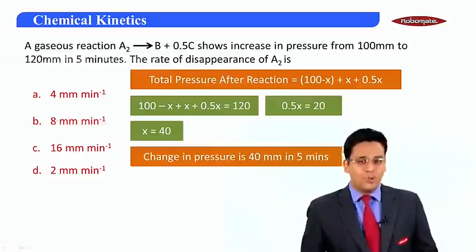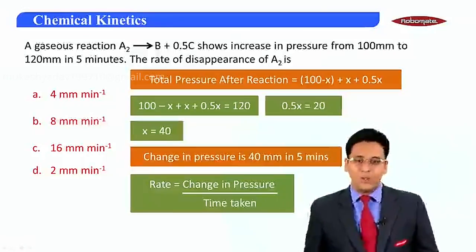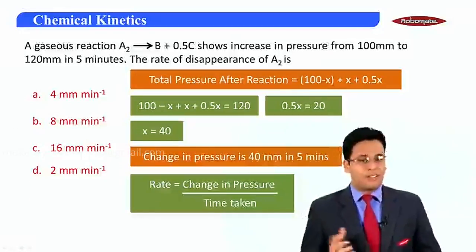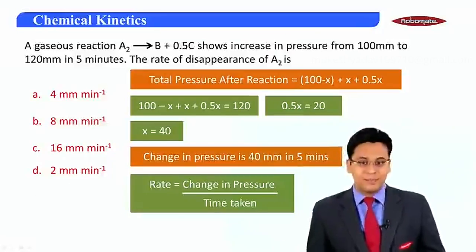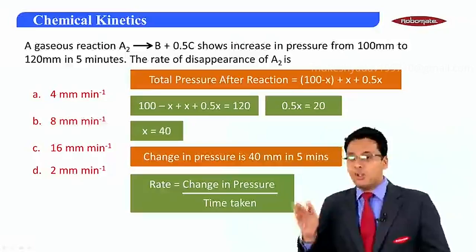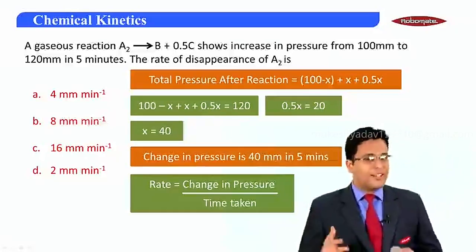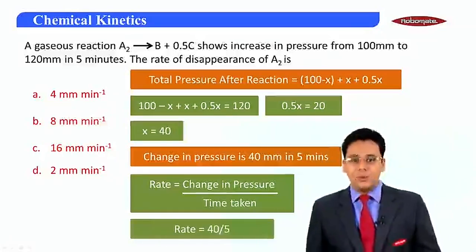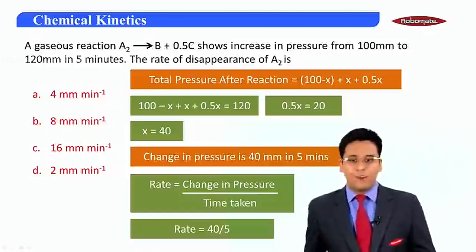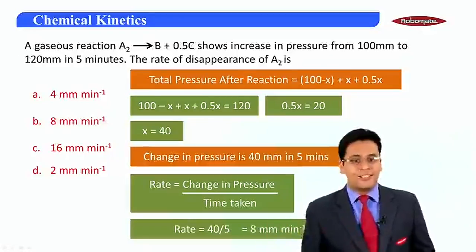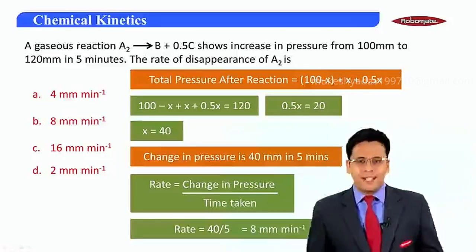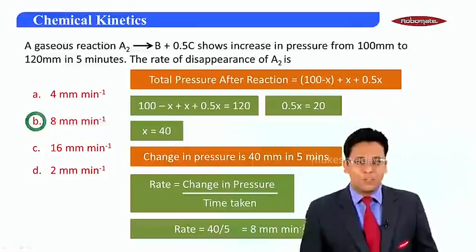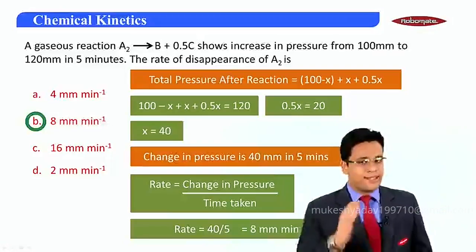Now we know that rate is equal to change in pressure upon the time taken. That's by definition, this formula is there with us. So when we substitute the value over here, we will get rate is equal to 40 upon 5, or when we solve it, we can also say that it is 8 millimeters per minute, meaning that the correct answer is option B. That's how we have to solve this.